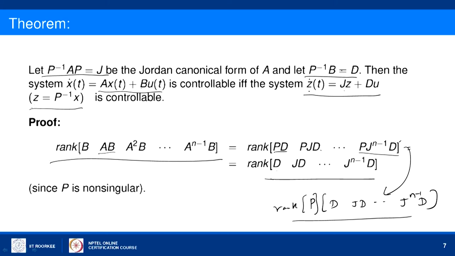So if the AB system is controllable, then the JD system is also controllable, from this expression. Similarly, we can go in the reverse order. If the rank of D, JD, up to J power n minus 1 D is n, then by multiplying with the P matrix we can conclude that the rank of B, AB, A squared B, etc. is also n. So in both ways we can show the controllability of the given system is equivalent to the controllability of the canonical system.